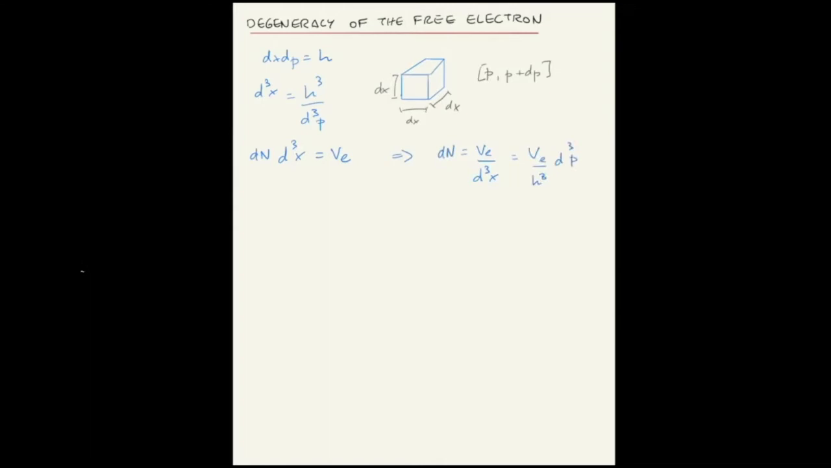Now, because of Pauli's exclusion principle, each of these cells can hold two electrons, one with a spin up and one with a spin down. That means that the number dGe, that's the degeneracy of the free electron, is equal to twice the number dn, because each one of these cells can occupy two electrons. Now, this number is infinitesimal because it captures only electrons with momentum between p and p plus dp. So for the total number of electrons, then we need to integrate in momentum.